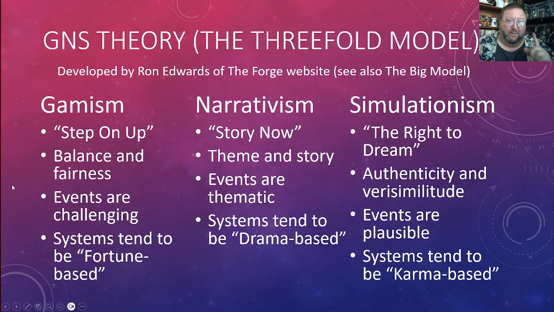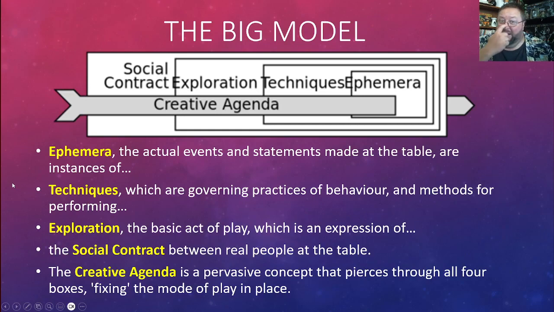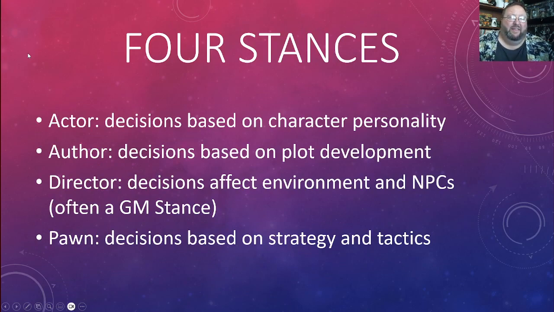Just a couple more things about game design while we're here. Ron Edwards ended up giving up on the GNS theory in favor of what he called the big model, and this is a really simple write up of a very complex idea we've got here, and just a couple of other things I'll pull in there. There's this idea of 4 stances which he brought into that model as well.